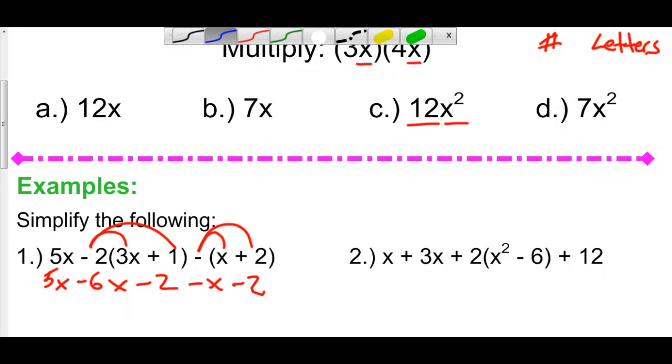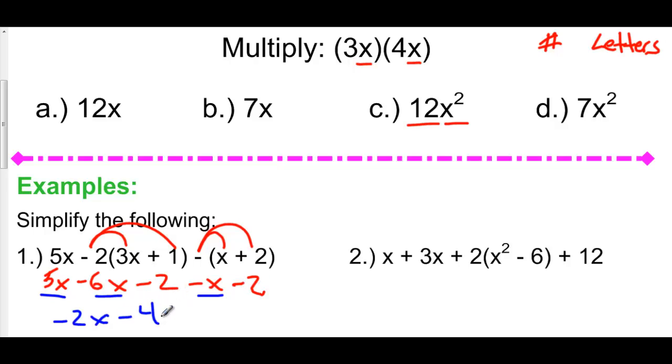Now we're looking for like terms. Let's highlight the x's. 5 minus 6 is -1, minus another one is -2x. And then -2 minus 2 is -4. Okay, so that's a great example here. I'm going to do one more over here.